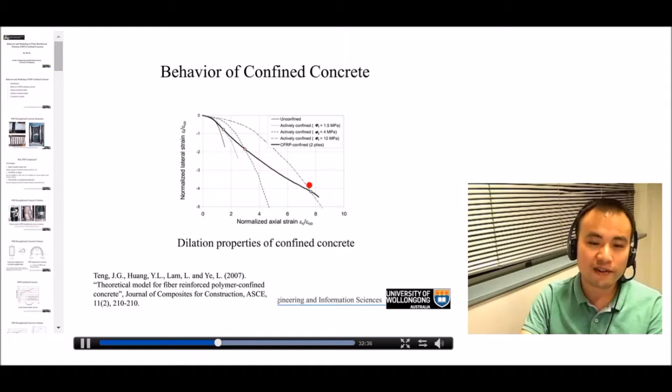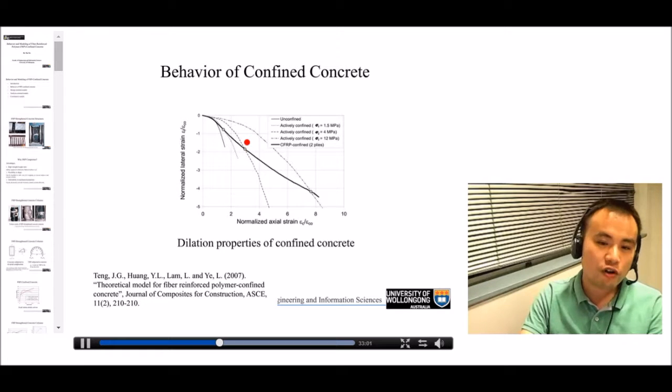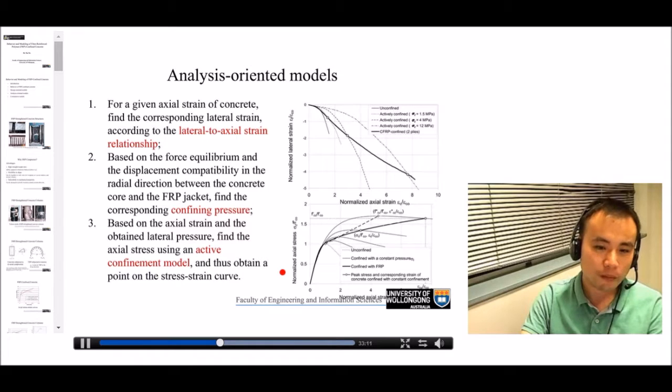Again, you can see that there are a number of intersection points, and the existing test results revealed that at the intersection points, the confining pressure from the FRP jacket is the same as the confining pressure of the actively confined concrete. Which means at the intersection point, it doesn't matter where you receive the confinement from. The confining pressure is always the same. This is another important observation, which is the basis of most analysis-oriented models.